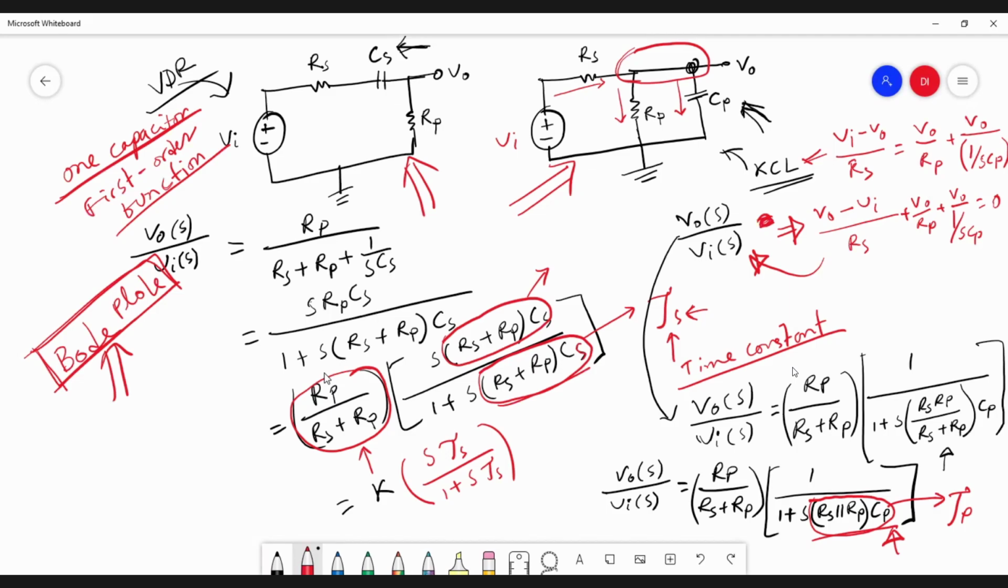So maybe tomorrow we will discuss in detail the Bode plots, how we can draw the Bode plot. Up to this, any question?